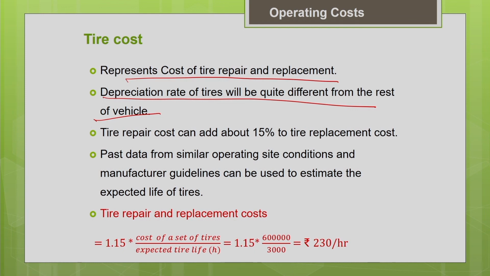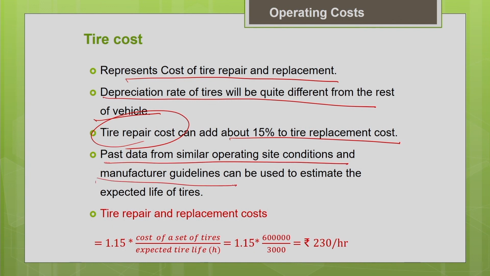If you don't have much information on the tire repair cost, you can just add 15% to the tire replacement cost to determine the tire repair cost. Just add 15% to the tire replacement cost to find the tire repair cost. As I told you, you can get this information about the tire life, tire cost and the tire repair from your own past data, or from the manufacturer guidelines.